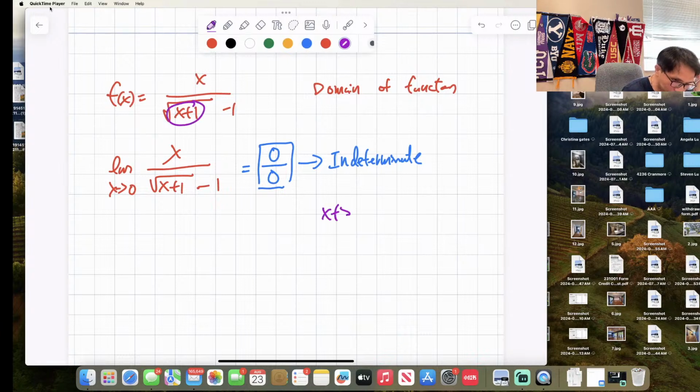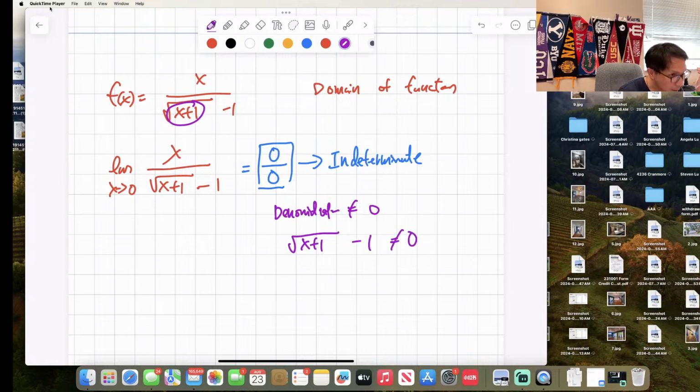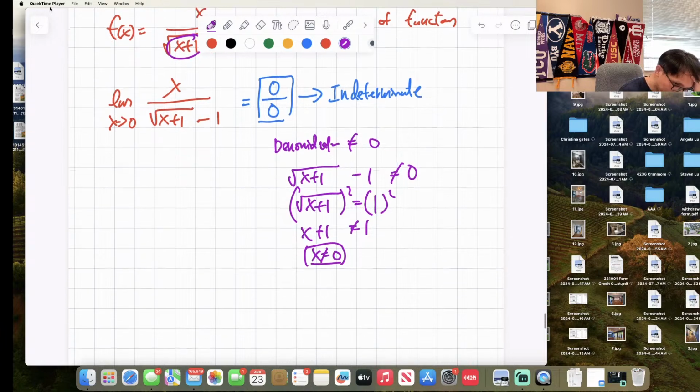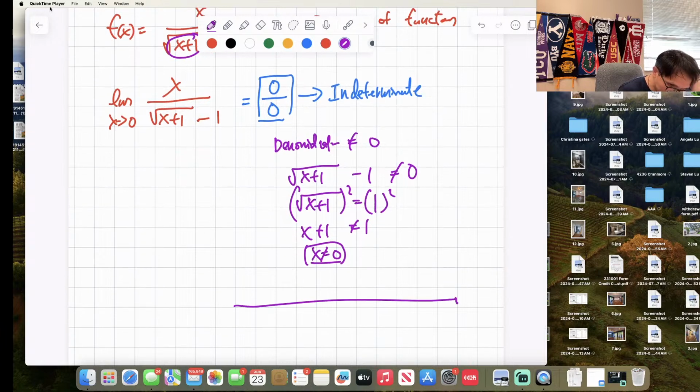like x plus 1, so there are two situations. First of all, there is the denominator. Denominator cannot equal 0. So that means x plus 1 minus 1 cannot equal 0, because when it equals 0 it is undefined or indeterminate in this case. x plus 1 equals 1. Square both sides. x plus 1 equals 1. x equals 0. So x cannot equal 0. Right? So that means if you have a number line, at 0, it's going to be undefined.